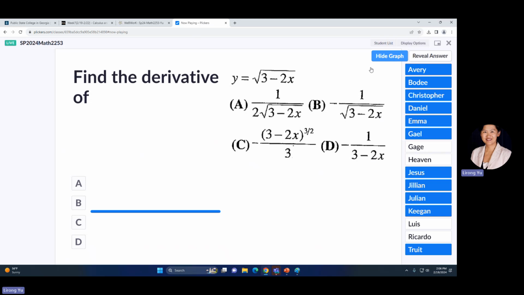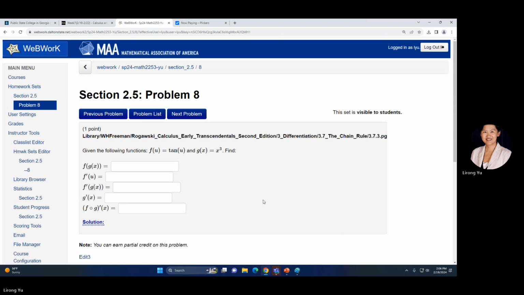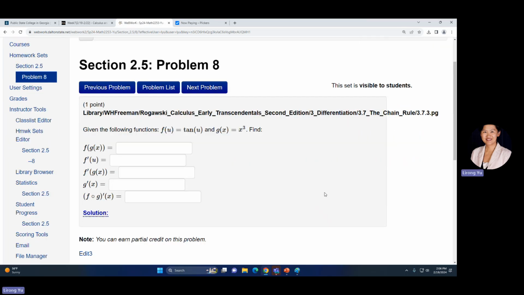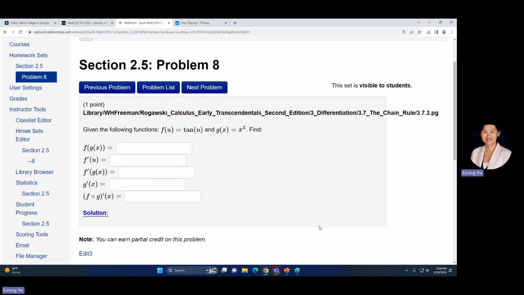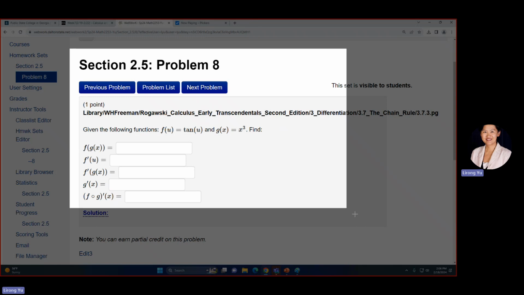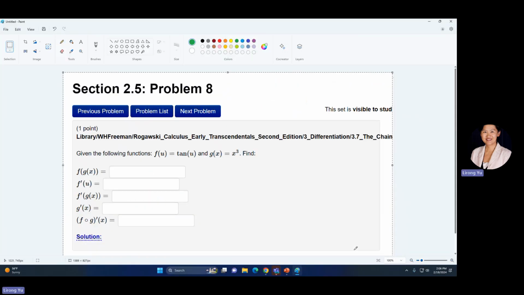Do you have any homework questions? Number 8, please. Right, so this is one of the situations where we separate the notation. When you have the notation separated, you really look at the construction of the function.